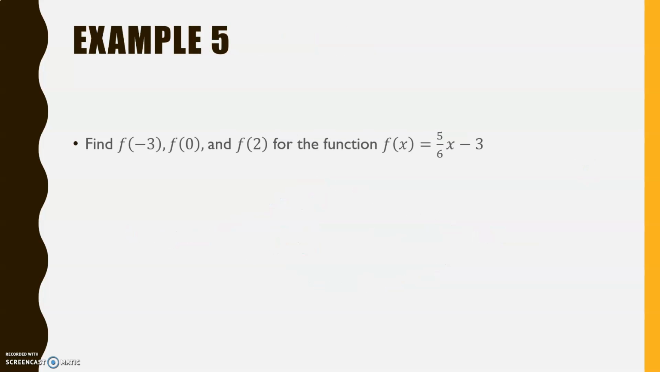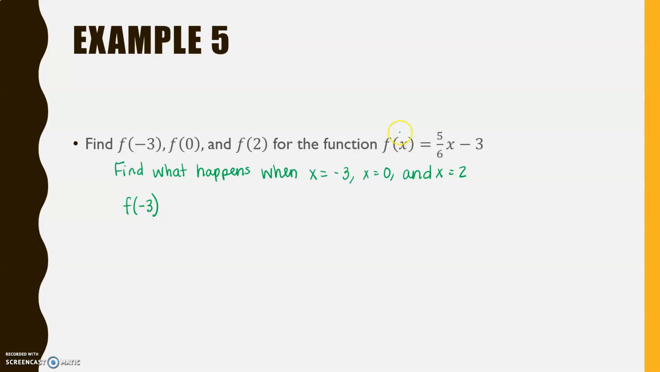So when you see something like this, it's saying, okay, you have a function, and here is your function, 5/6 x minus 3. And when we read this, we read it as f of negative 3, f of 0, and f of 2. What this is saying is find what happens when x equals negative 3, when x equals 0, and when x equals 2. So let's try this first one together, negative 3.